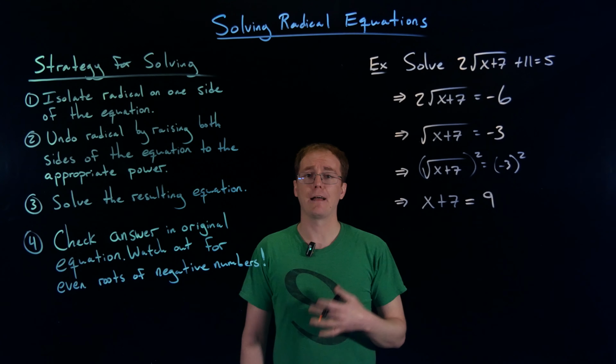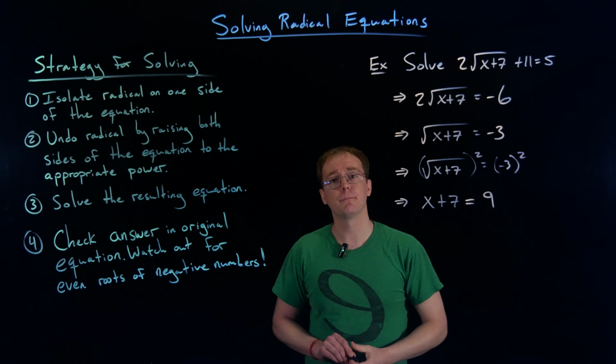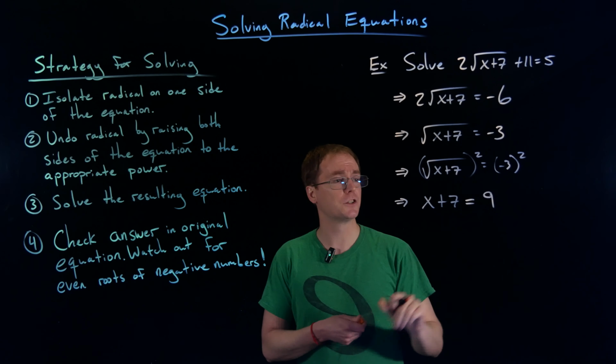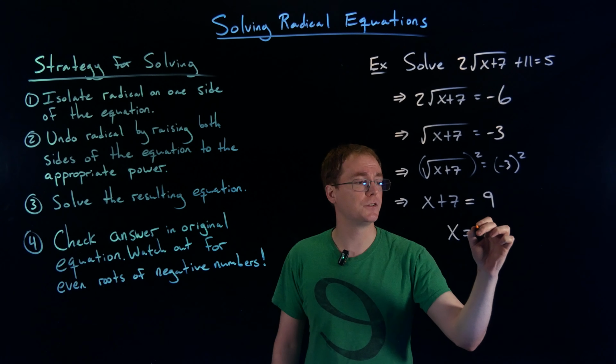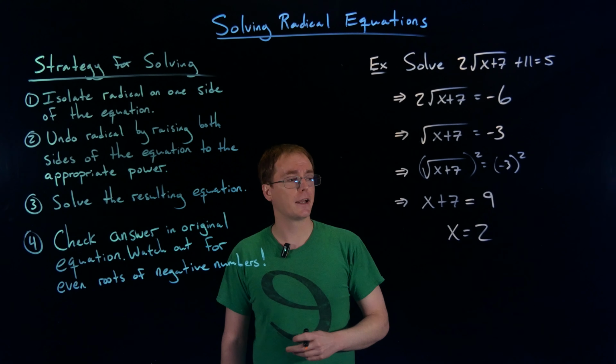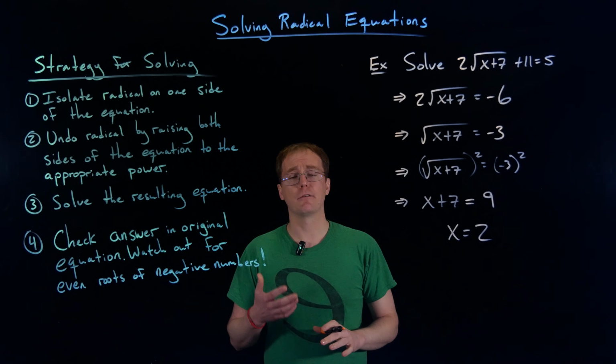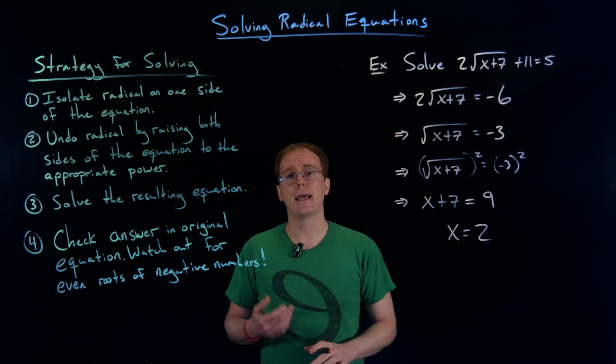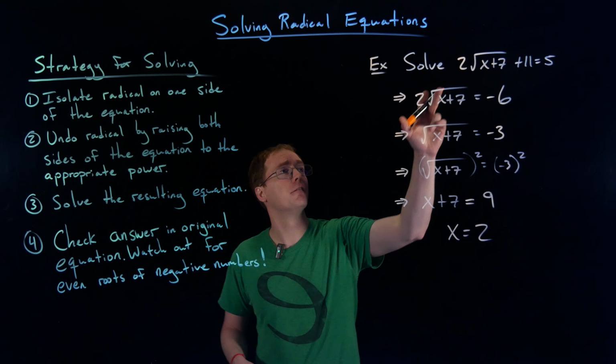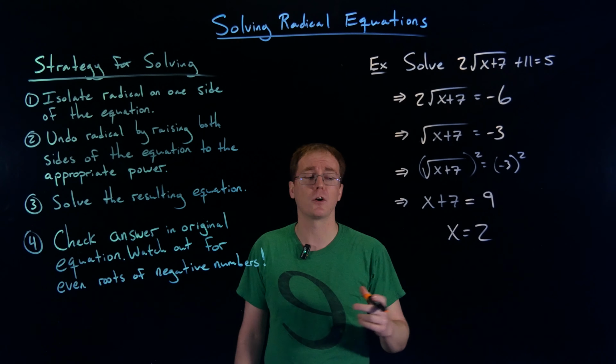So again, after we undo the radical, we're left with a much simpler equation. We can solve this in one more step just by subtracting 7 from each side, and 9 minus 7 is equal to 2. So it's looking like our answer is x equals positive 2. However, we have to be careful. Let's go ahead and carefully check this in the very original equation that we started with.